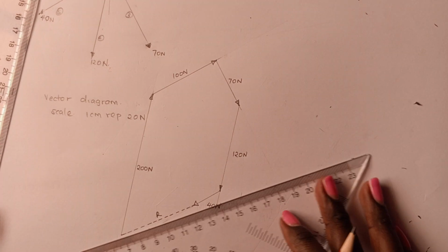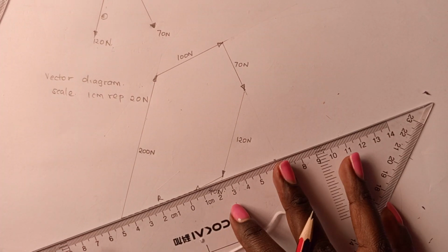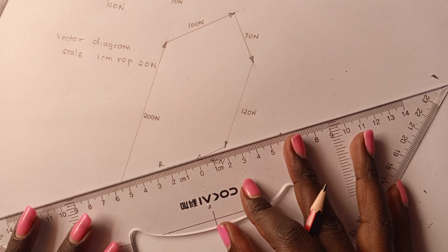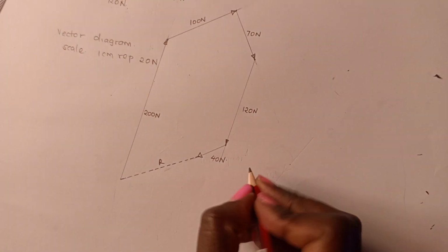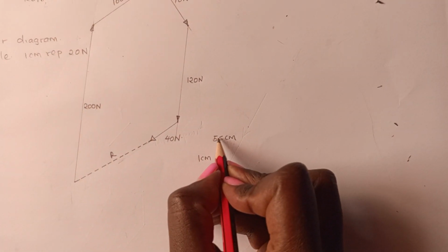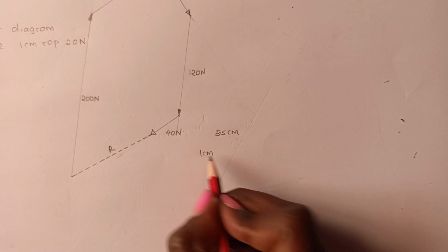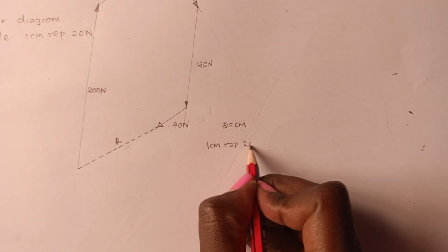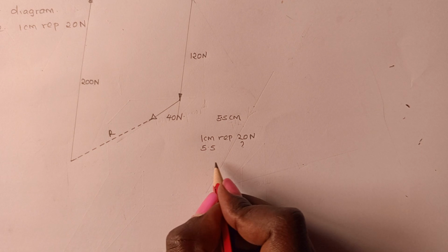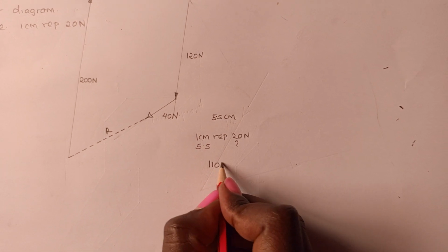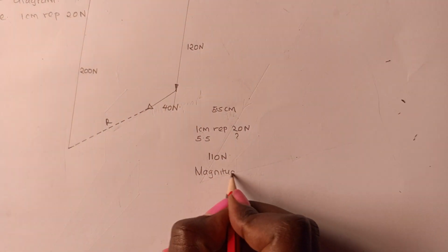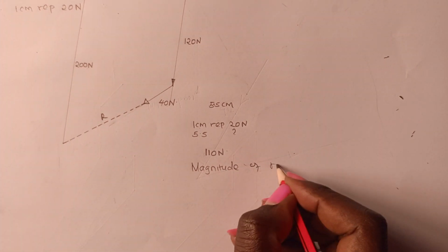Now let's measure our R. So our R I'm having it as 55 millimeters, that is 5.5 centimeters, and our scale was 1 centimeter to represent 20 newtons. So how about 5.5? So that translates this to 110 newtons. So this would be the magnitude of the resultant.